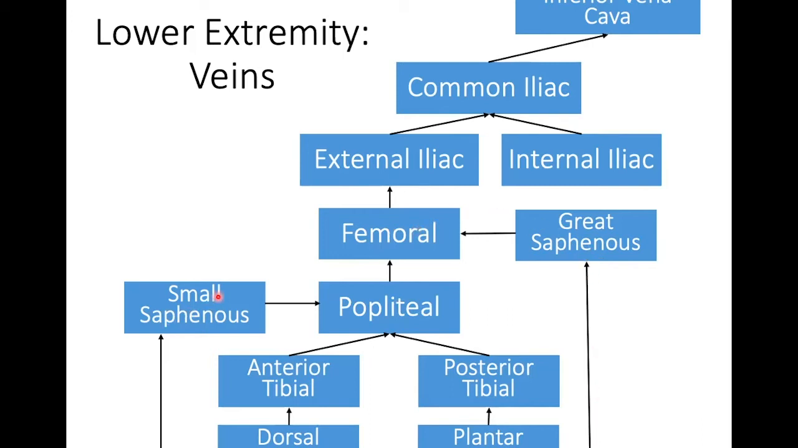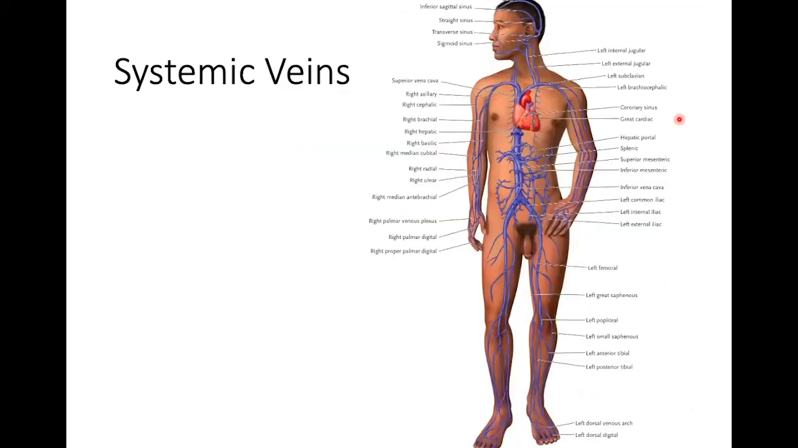Okay, so that's why they're named small saphenous, because it really only drains the lower leg into the popliteal, and the greater saphenous runs along the entire medial compartment, draining into the femoral vein. Ultimately, from the femoral, all drains into the external iliac, common iliac, back through the inferior vena cava. So that's an overview of our systemic veins in the body.